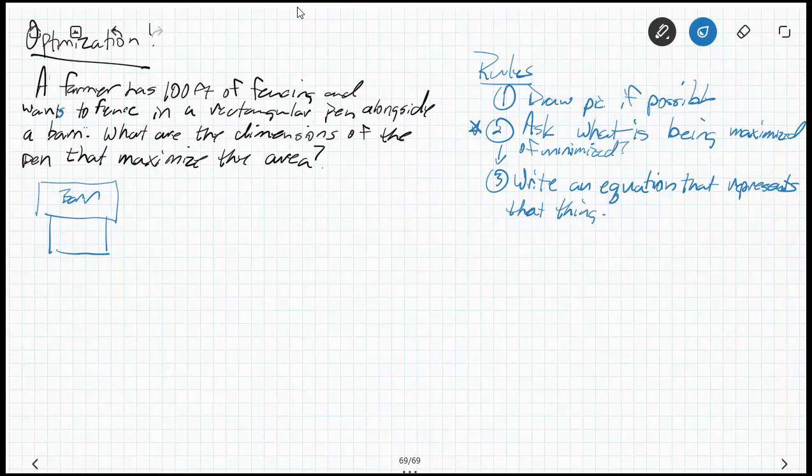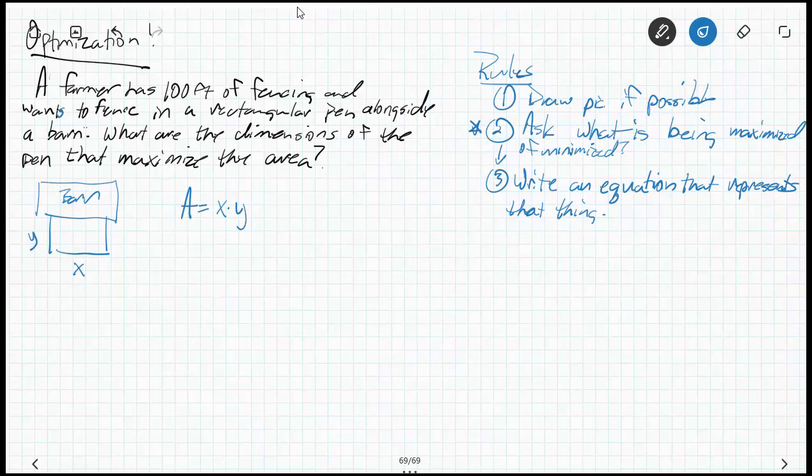So I'm going to label some parts to this thing just because we know that labeling things makes things easier. So I'm going to call this X and I'm going to call this Y. And I know that the area of this rectangular pen is going to be X times Y. So I did 2 and 3 together. That's always where I start. Write an equation that represents that thing.